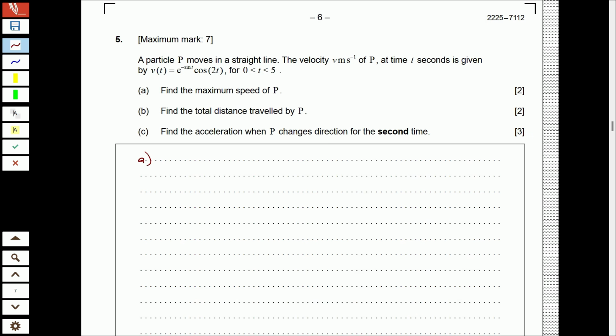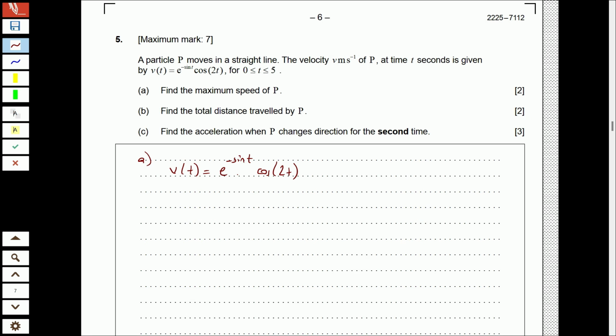Question 5. A particle P moves in a straight line. The velocity v of P at time t seconds is given by v of t equals e to the power of minus sine t times cosine 2t, where t is between 0 and 5. Find the maximum speed of P. So we know the formula of v of t, the velocity of this particle, and it asks for the maximum speed.